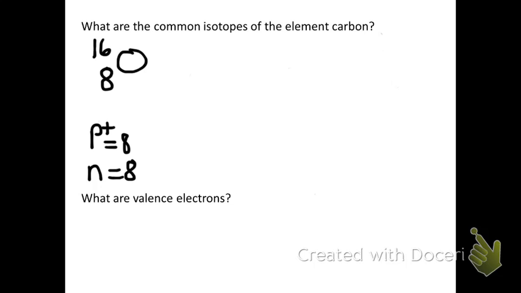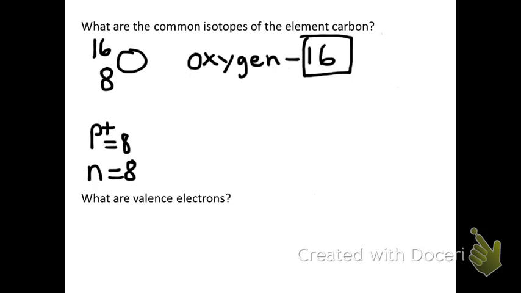Okay, we can also represent oxygen 16 by writing out oxygen dash with a 16. And of course, this number here represents the mass number. Do you remember what the mass number again represents? That's right, the total number of protons and neutrons added together.